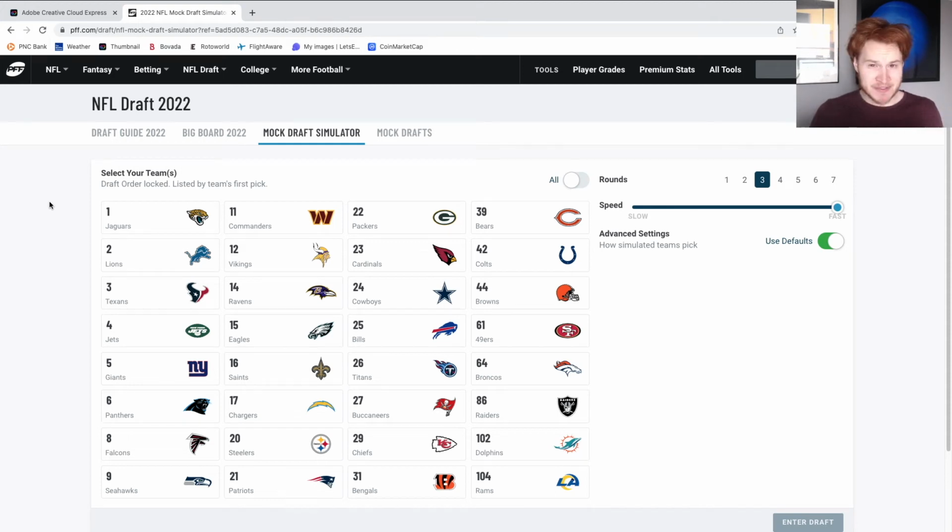This is perhaps my toughest challenge yet. Today, I will not be drafting a single player. Guys, welcome into another 2022 NFL Mock Draft Challenge.